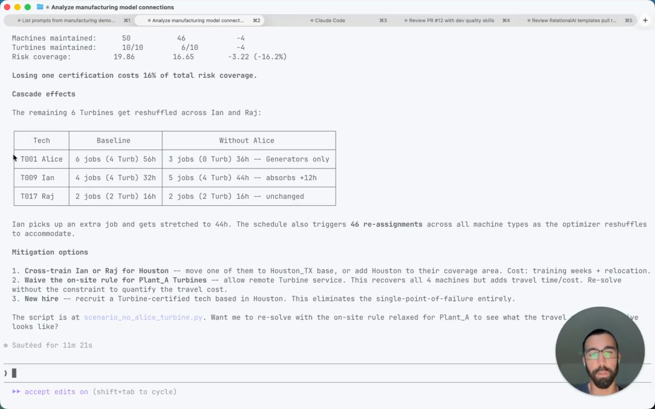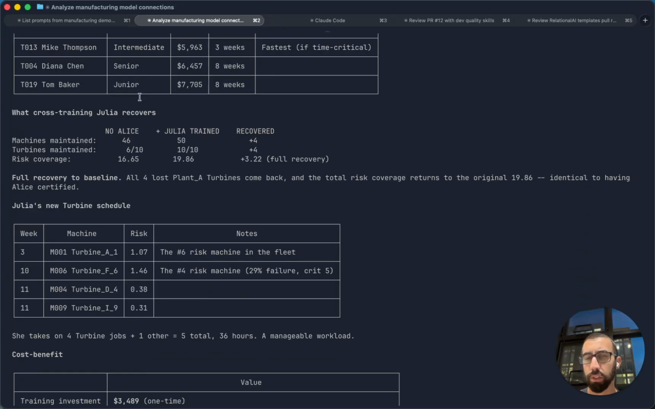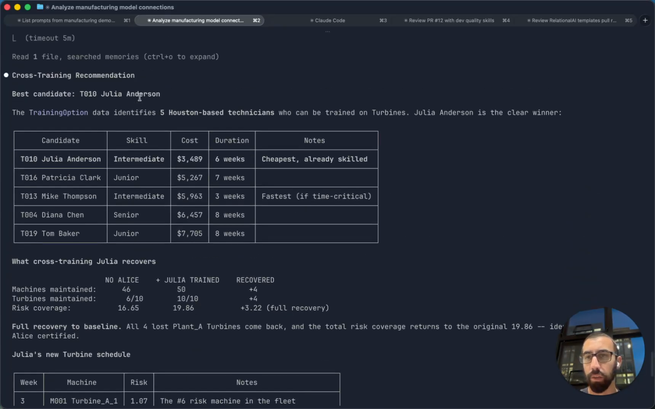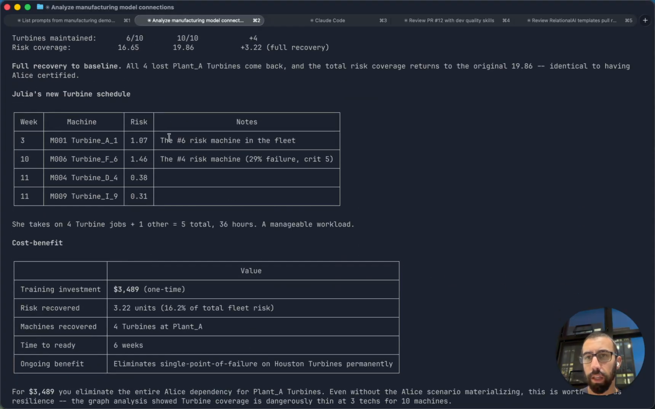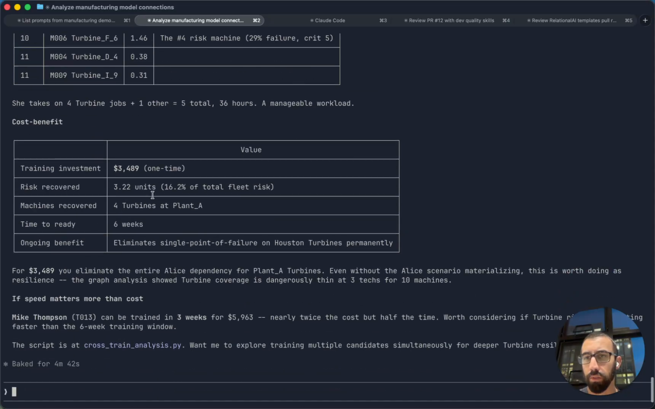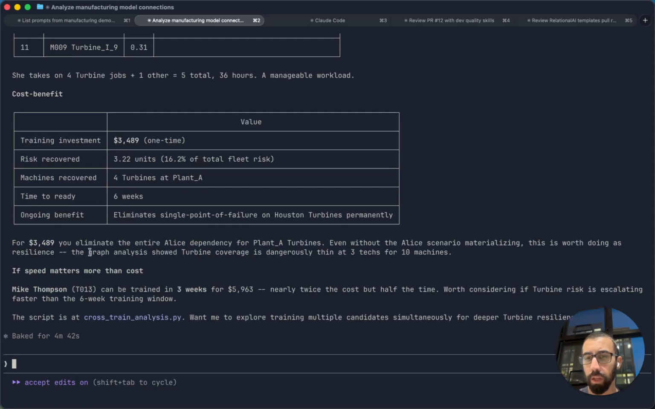So what are our options now? If we cross-train one of our technicians, then we have an option to have coverage. We've identified that we actually do have an option, running through another scenario, to have coverage for machine maintenance. And then we got the new schedule revised here, and we can see the benefit in terms of investment and risk. We have this trade-off to weigh, and then if speed matters more than cost, we have another option. And we can keep exploring these scenarios.